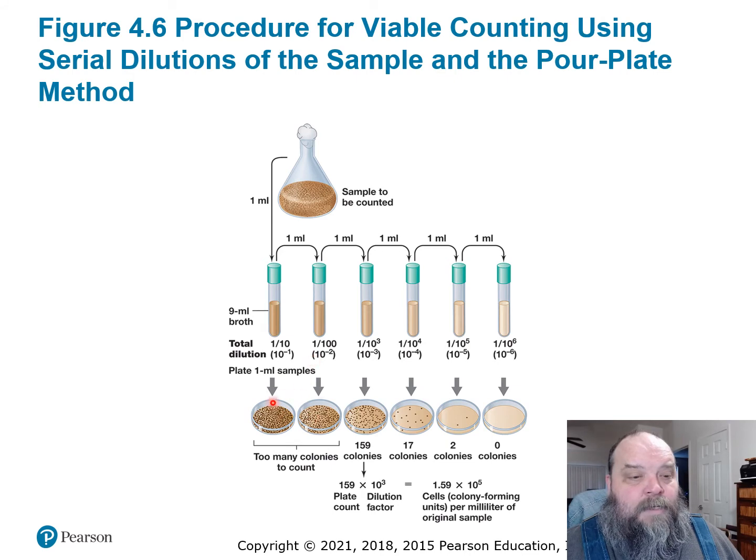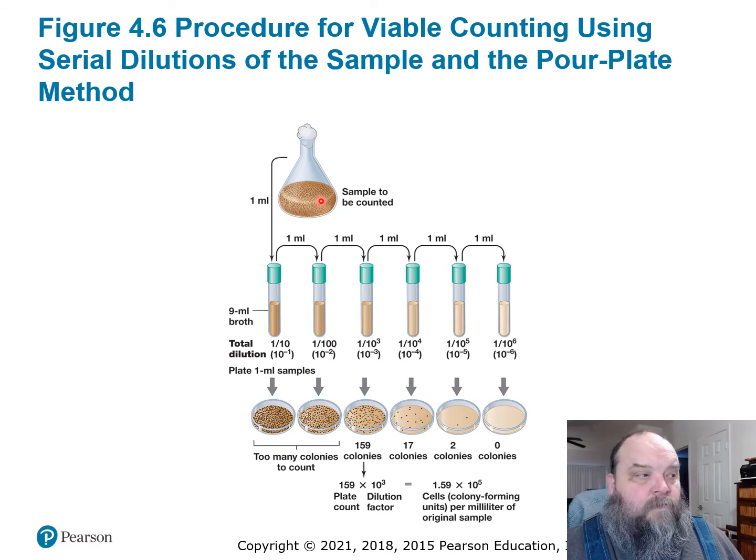The 1/10, the 100, yeah, you know what? That's way over 300. Too dense, can't count. Down here, the 6th tube, too few, too few, too few. Below 30, disregard those. But here, for tube 3, which is the 1,000th, there's 159 colonies. You go through and you count 159 spots. 159 of the 1 to 1,000 dilution means there's 159,000 viable bacterial cells per ml here.